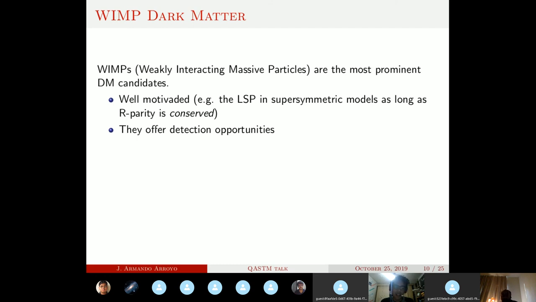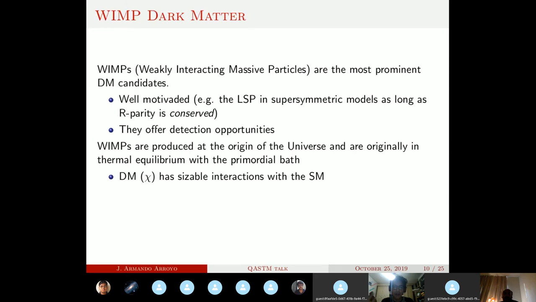Yeah, and another appeal is that they actually can be observed in experiments on Earth. This is a feature that is also shared with other dark matter candidates, but let's say that detecting WIMPs is easier than detecting some other dark matter candidates. The idea behind WIMPs is that they are produced at the origin of the universe, through reheating or whatever mechanism is out there. And they are originally in thermal equilibrium with this primordial bath and the standard model. This means that they have interactions with the standard model that are large enough to keep this thermal equilibrium.